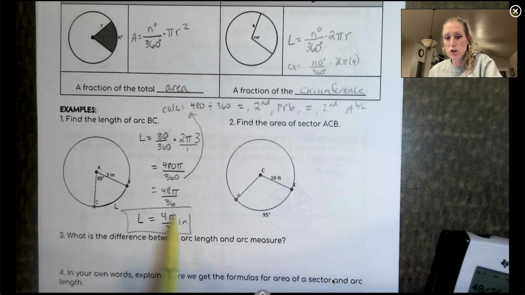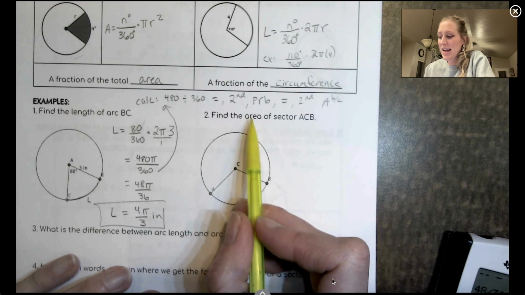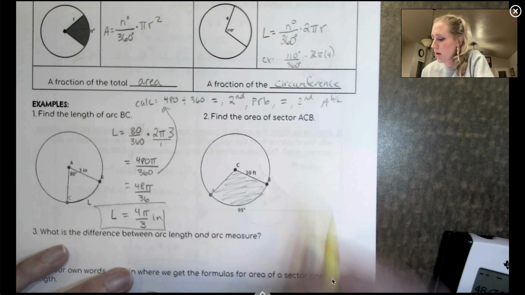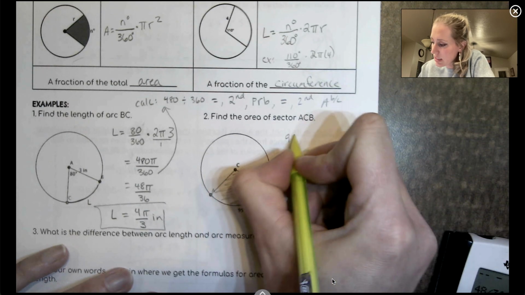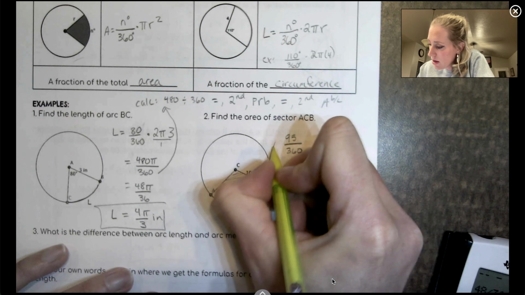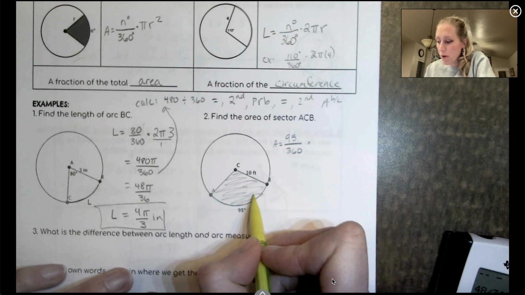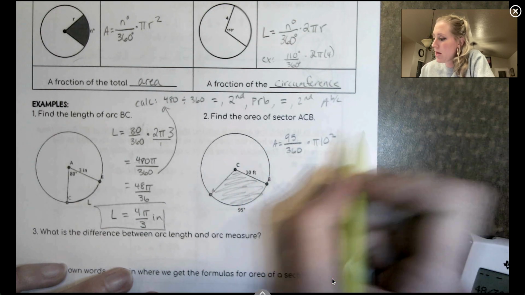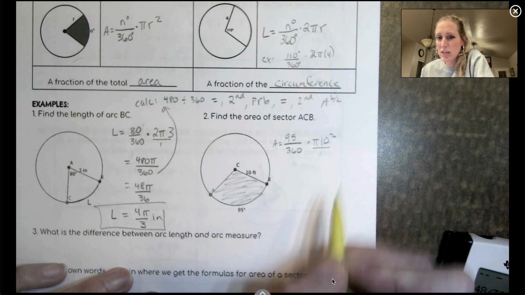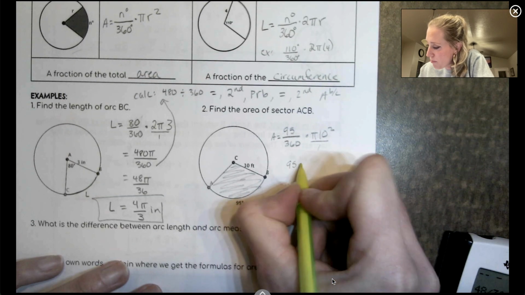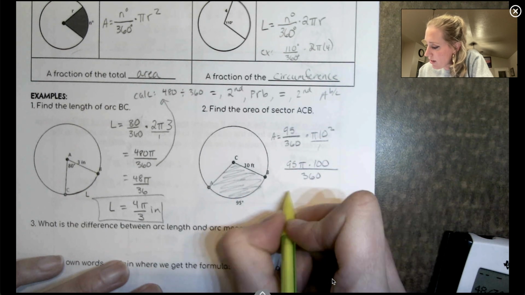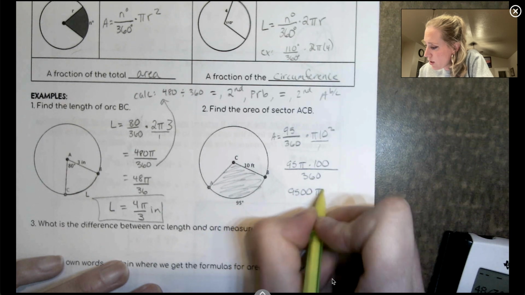So we want it in terms of pi, but we want our fraction totally reduced. Okay, this time we are finding the area of a sector, so we're going to use the area formula. They want this region right here. So my angle out of 360 is 95, times, because we're doing area, the area formula: pi times our radius, 10 squared. Same thing, I'm going to treat that as over 1. I'm going to do the exponent first, though. So I've got 95 pi times 100 over 360. I can do 95 times 100 and get 9,500 pi over 360.